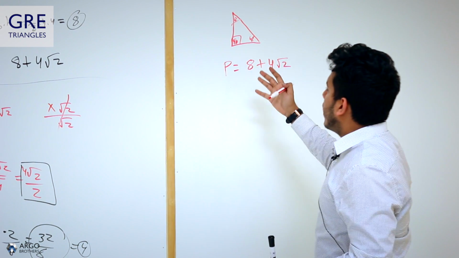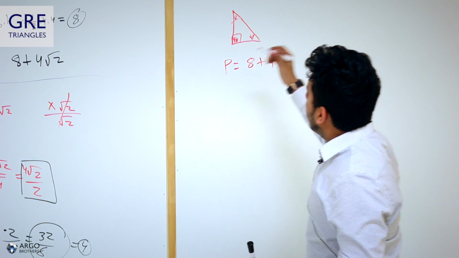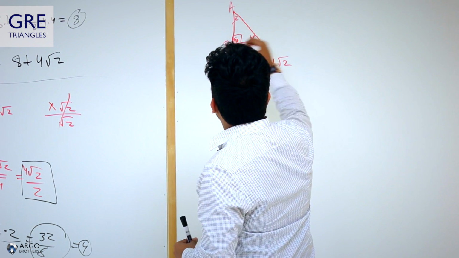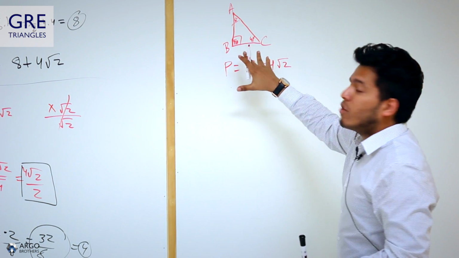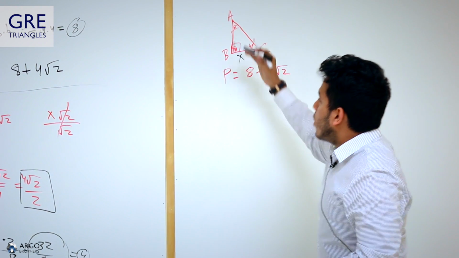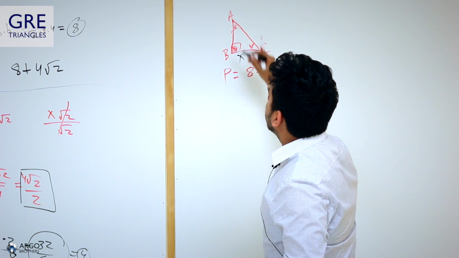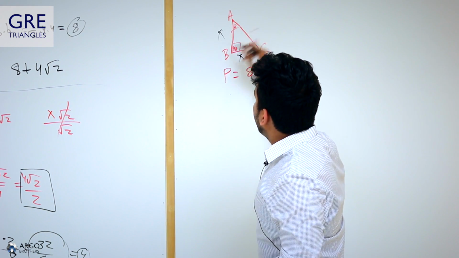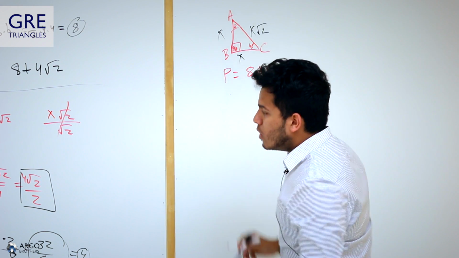And I'm telling you, hey, find the value of BC, right? Find the length of BC. So I want to find out what this is. I want to find out what this is. And I know this is a 45, 45, 90 degree triangle. So I know that this is x and this becomes x radical 2, right?